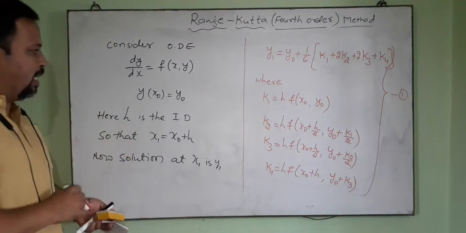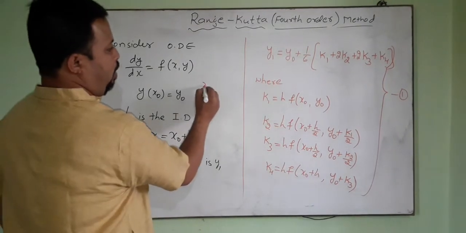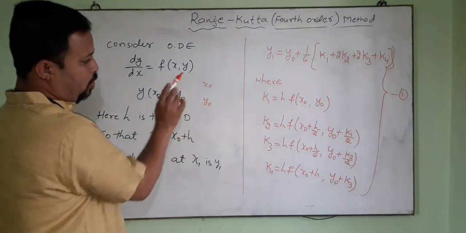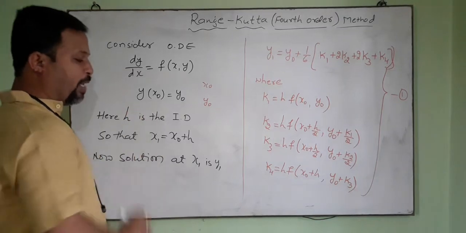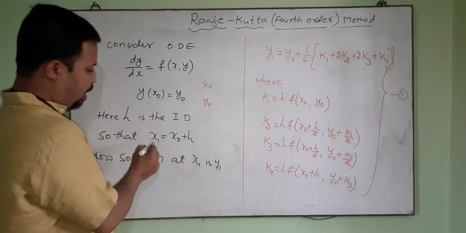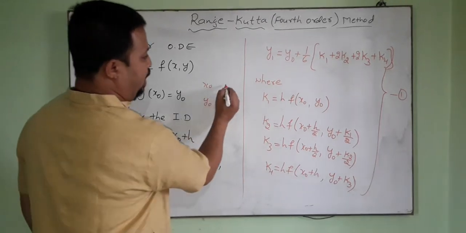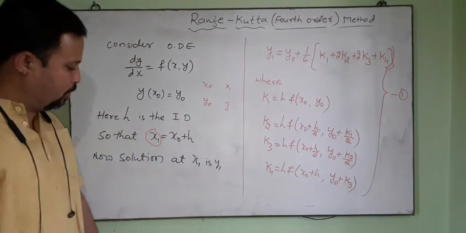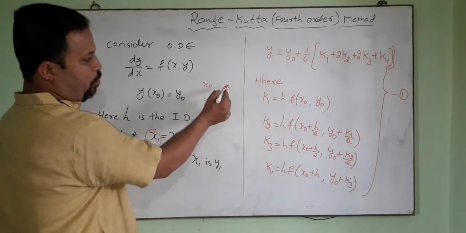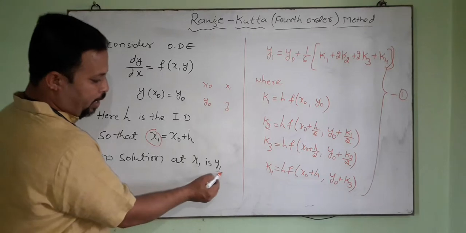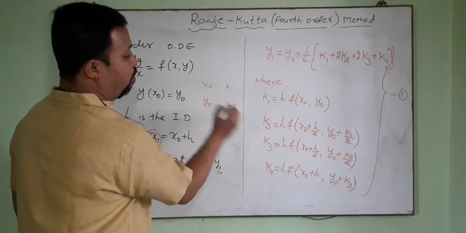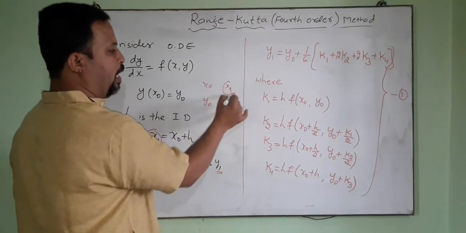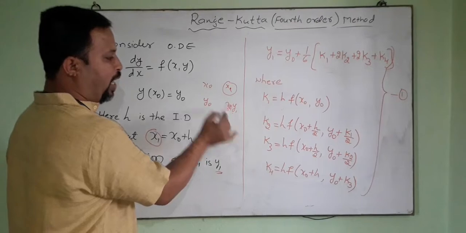So in this method, x naught and y naught are the initial condition. The value of x naught and y naught will be given, and at x1, what is the value? We have to find it. The solution at x1, we will say it is y1. So that means at this point we have to find y1.